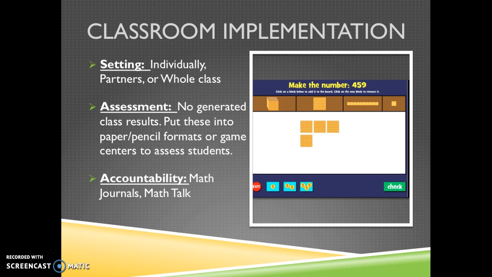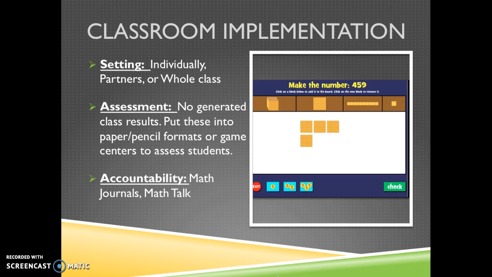Assessment. Regarding assessment, there really is no generated assessment for class results on this website that I have seen at this point. However, you could use these same activities in a paper pencil format to assess students, maybe as an exit slip or something like that. Also, you could do these activities as a game center, or just have students in groups or individuals build numbers with base 10 blocks right in front of you, and you could do that as a formative assessment as well.